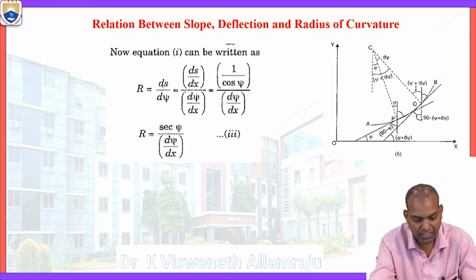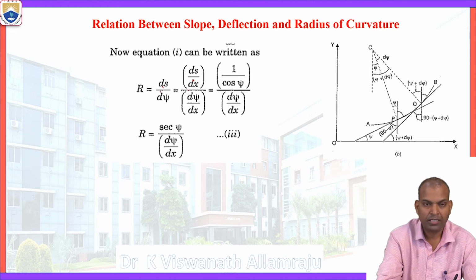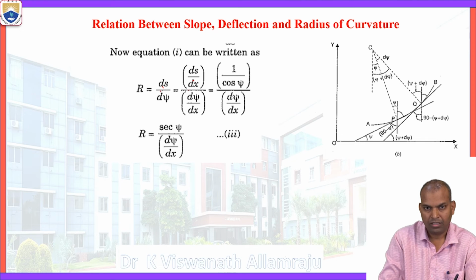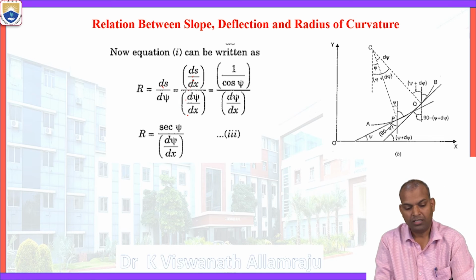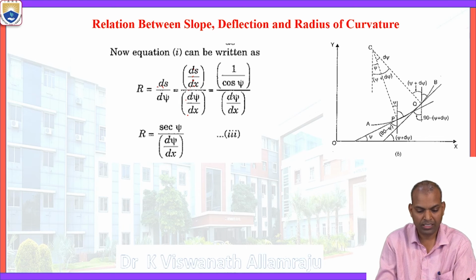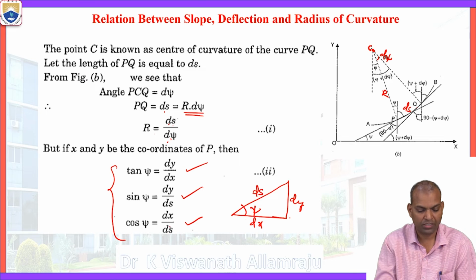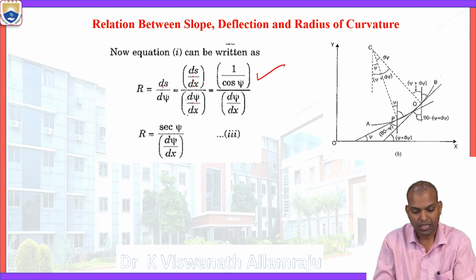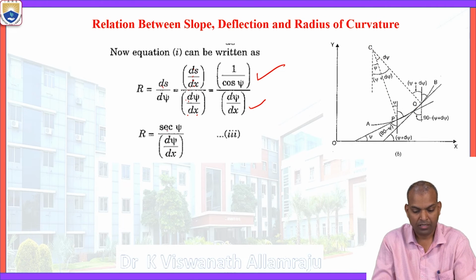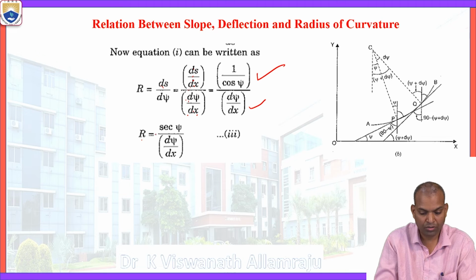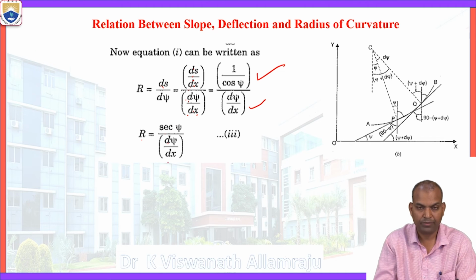So dividing both numerator and denominator by dx, we get ds by dx and d psi by dx. This ds by dx, from the relation, is the inverse, that is 1 by cos psi, and d psi by dx stays as it is. We don't have any other term for d psi by dx, so keep it as it is. That is r equals 1 by cos psi, secant psi, by d psi by dx. This is equation number 3.